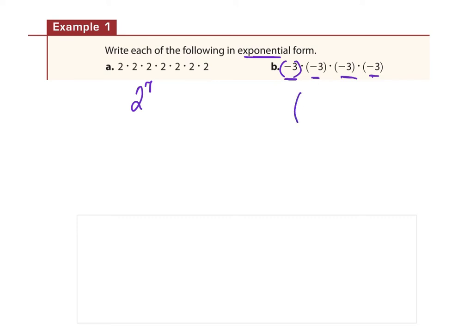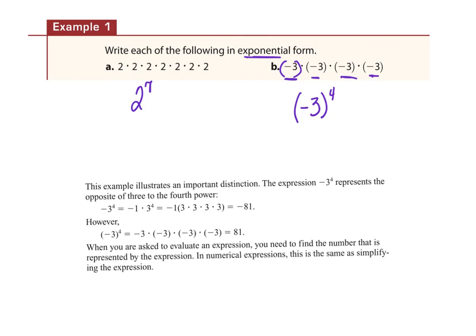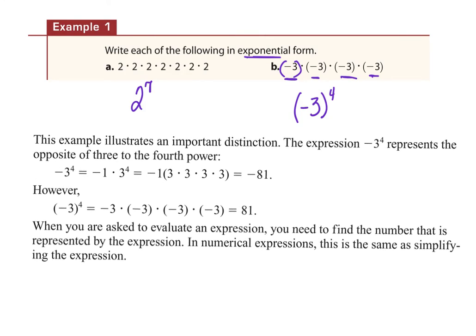So we would keep that guy in parentheses, and we would say to the 4th power. Why does it matter that I keep it in parentheses? Well, because there is a difference between these two things right here, all right? This first one, without the parentheses, is actually going to tell me to do the 3 first. So you're technically saying negative 1 times 3 to the 4th.